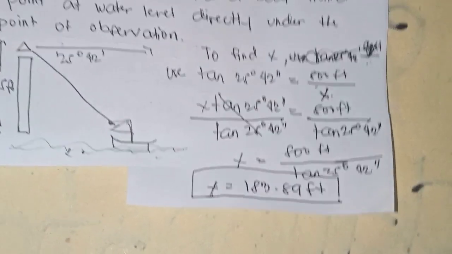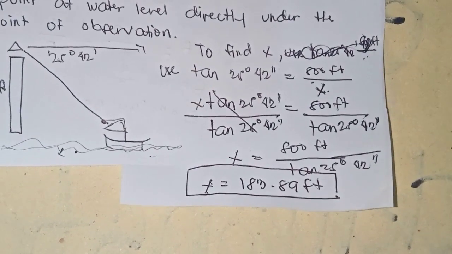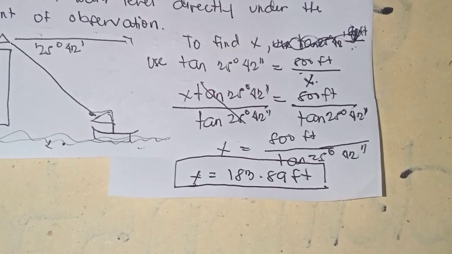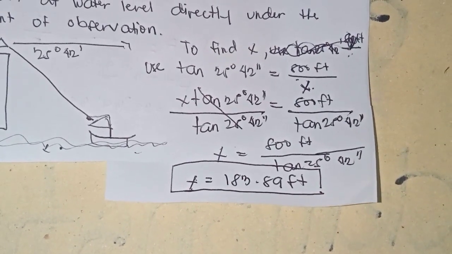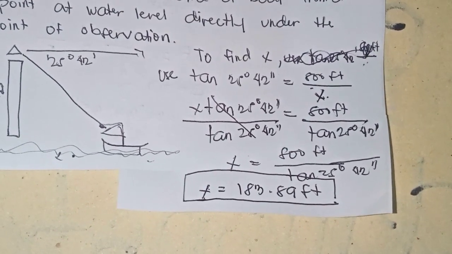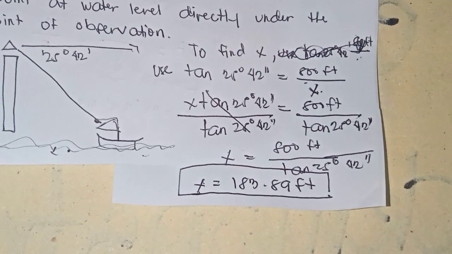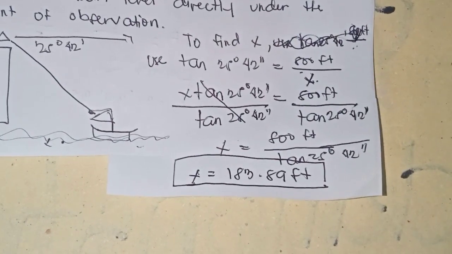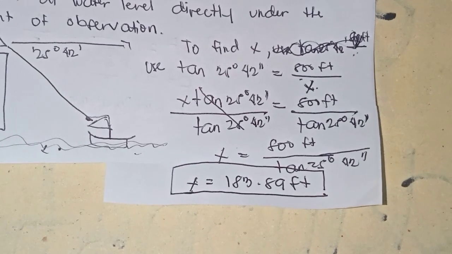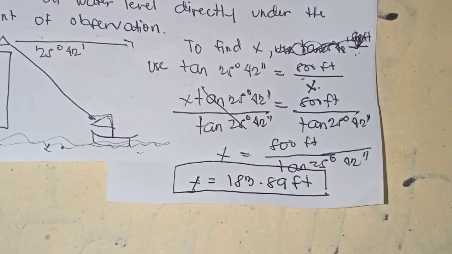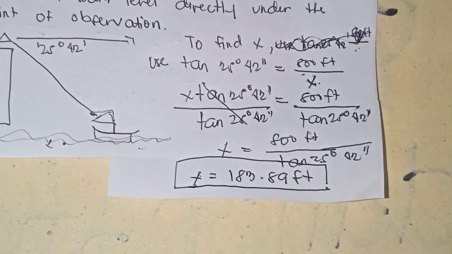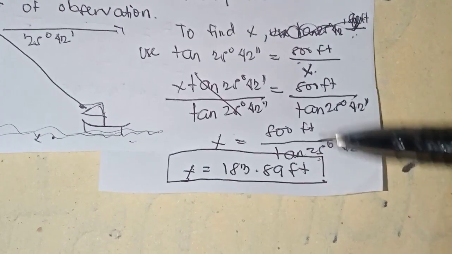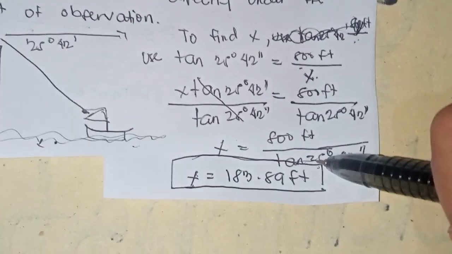So, how far is the boat from the point? The boat is 183.89 feet far at water level directly under the point of observation. So this is our answer.